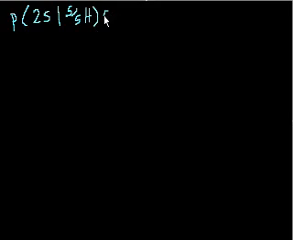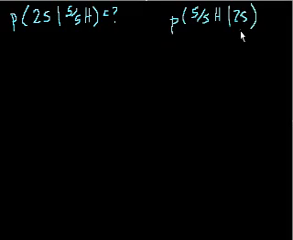I don't know if I should have just erased that, but I did, so let's move forward. What is the probability that I picked the two-sided coin given that I got 5 out of 5 heads? And remember, this is different than the probability that I get 5 out of 5 heads given the two-sided coin. What's the difference? This says I picked the two-sided coin. Now what's the probability I got 5 out of 5? Well, that's equal to 1.